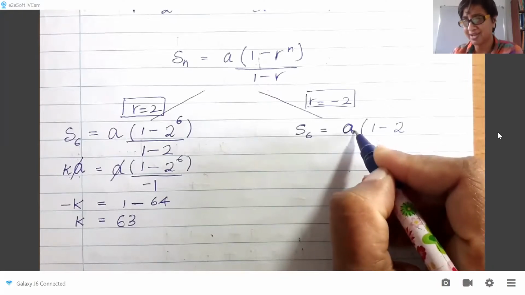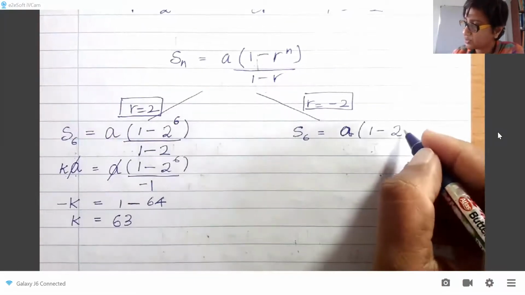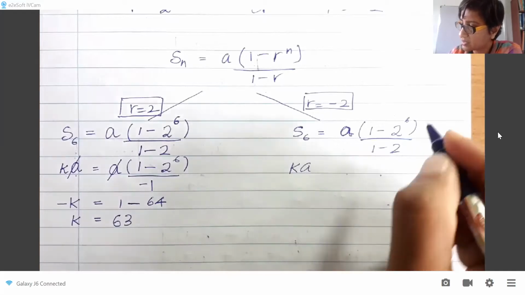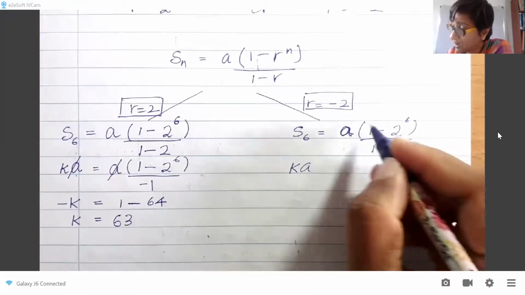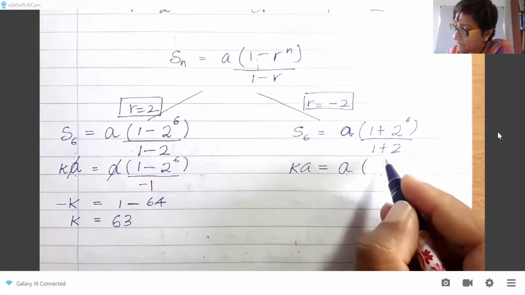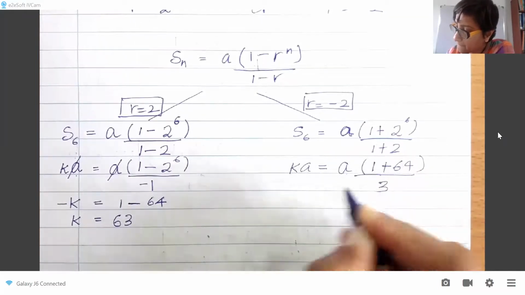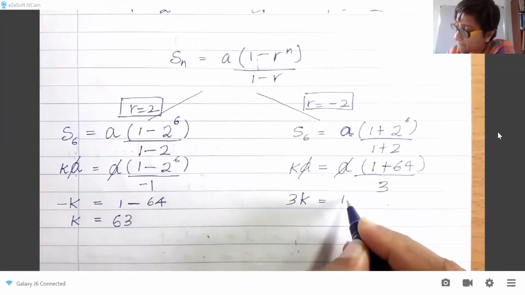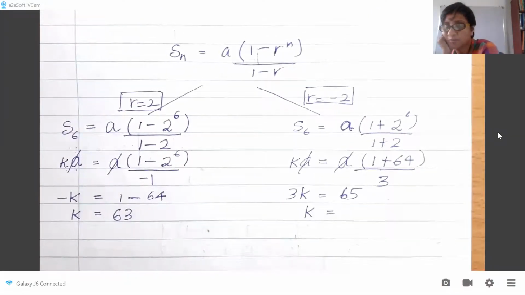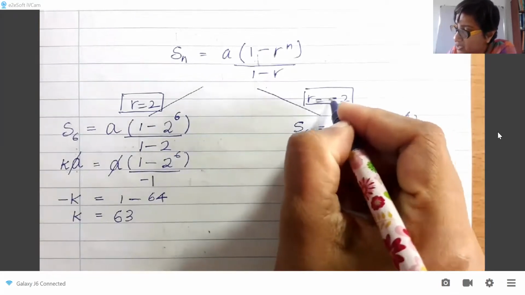I don't know A and I don't mind not knowing A, because when I substitute what S6 is here, I can cancel off the A. So 1 minus 2 to the power of 6 divided by 1 minus 2. This is KA. When R is -2, this would be plus. Senithu, 1 plus 2? Yes. Thank you, Senithu. I had written 1 minus 2 because when R is -2, I'm doing this.